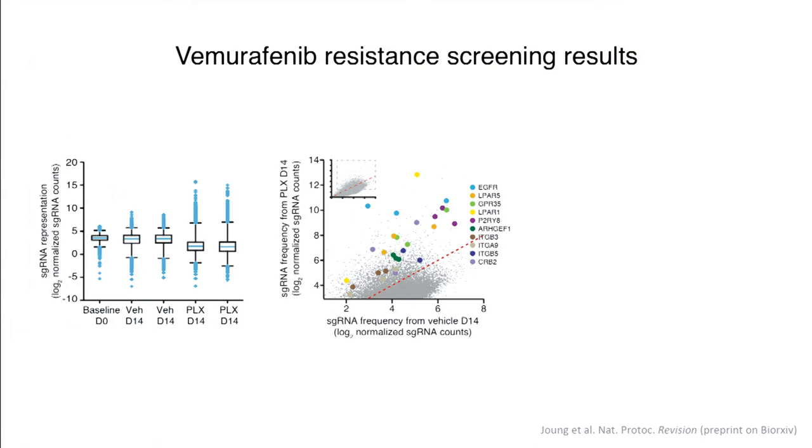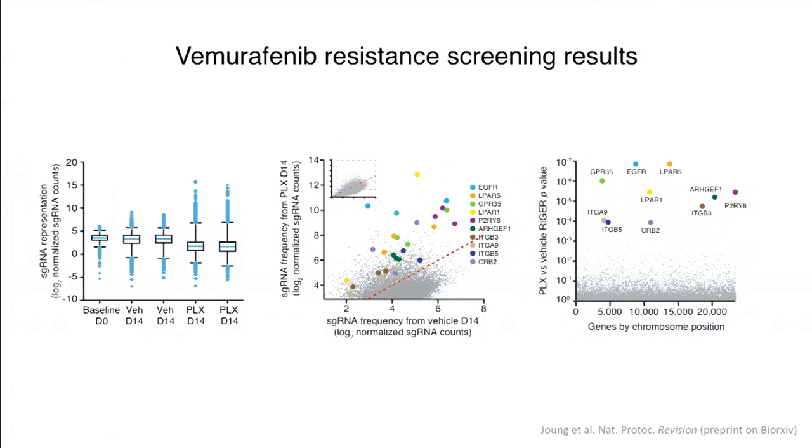If we look at the RIGER analysis of these guides for the top hits, and at the sgRNA frequency from the PLX treatment versus the control, all three of the guides that target the top hits are much more enriched in the PLX condition versus the DMSO condition. Compared to the RIGER p-values, these particular hits have much lower p-values than all the other genes. So this is example data from a screen that we've done before.